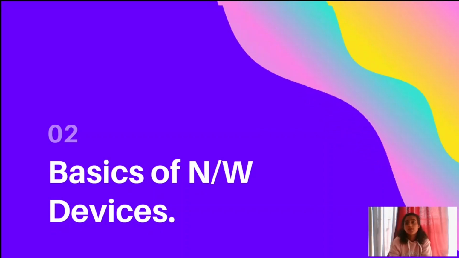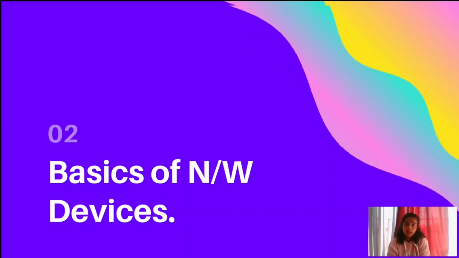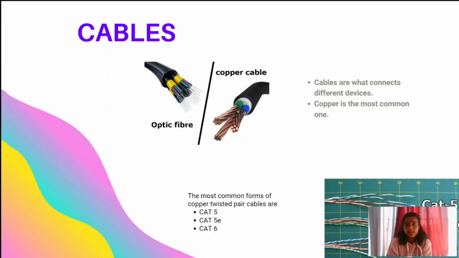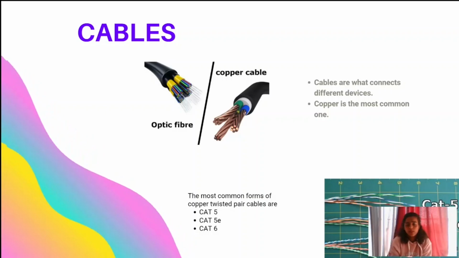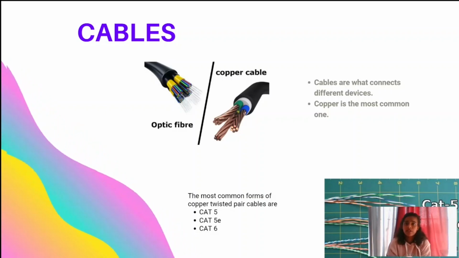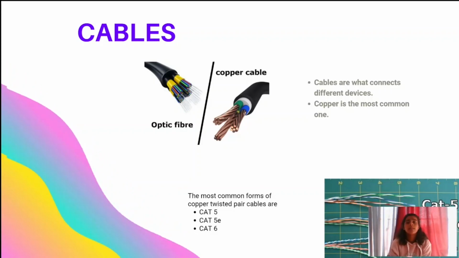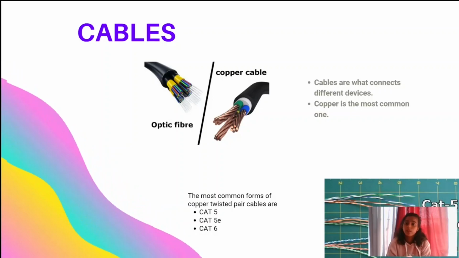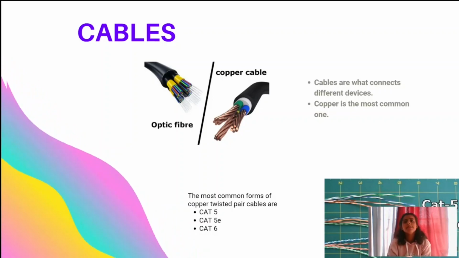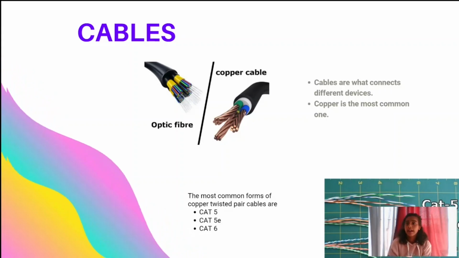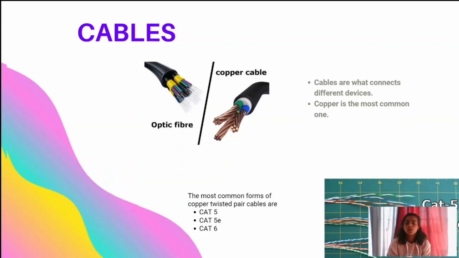Let's start with the most basic component of the wired network, that is cables. Cables are what connect different devices and they allow data to transmit over them. There are different types of networking cables, that is coaxial cable, optical fiber cable, twisted pair cable. These are used depending on the network's physical layer. Cables used today can be split into two broad categories, copper and fiber. Copper is the most common one.